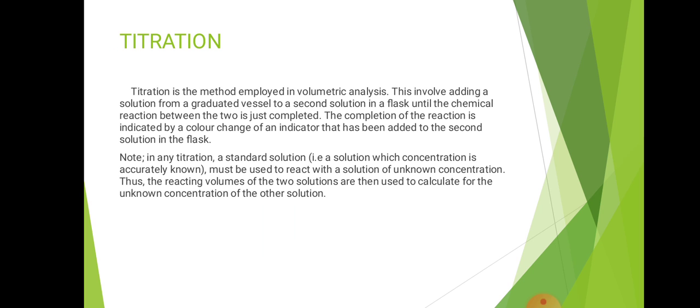What is titration? Titration is the method employed during volumetric analysis. It involves adding a solution from a graduated vessel to a second solution in a flask until the chemical reaction between both solutions comes to completion. And you can only know when the reaction has come to completion by the color change, which is as a result of an indicator which is present in one of the solutions.